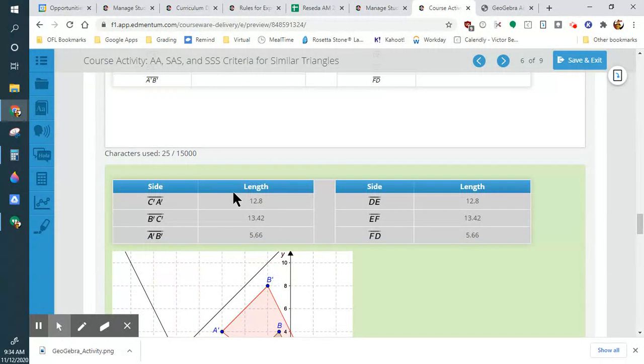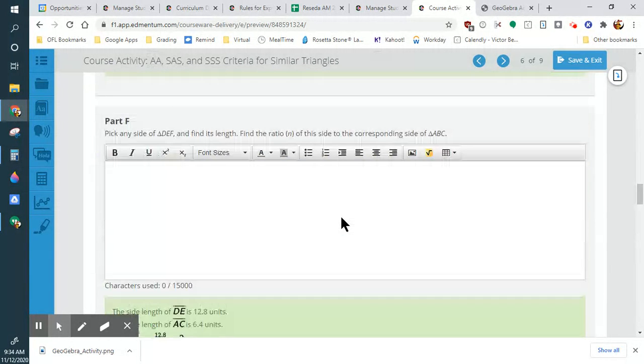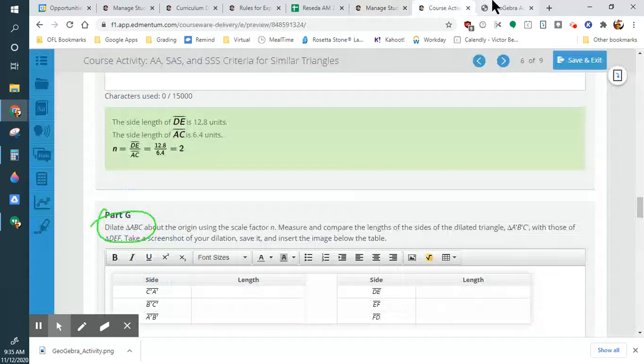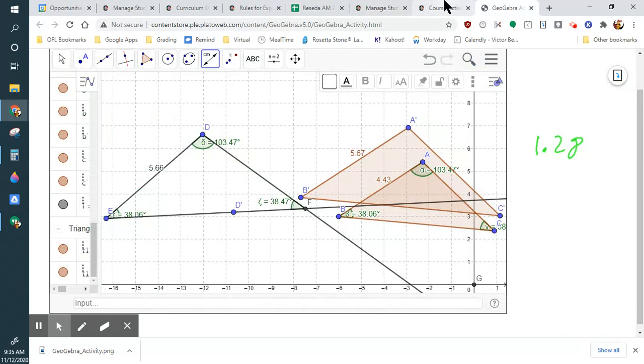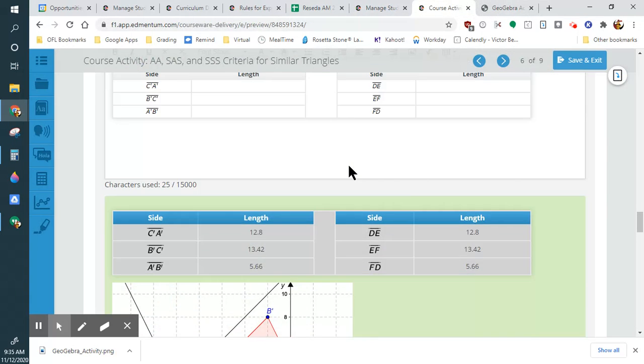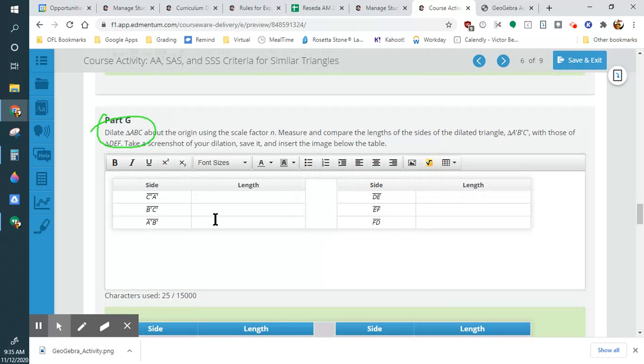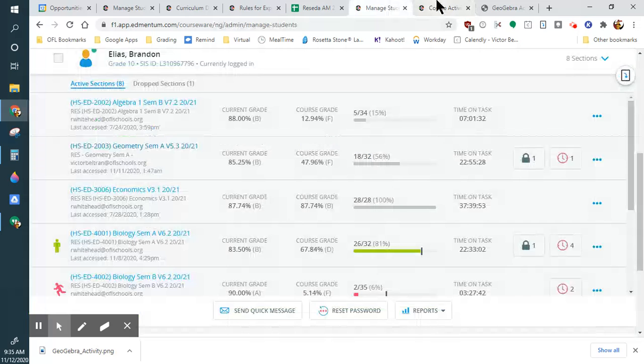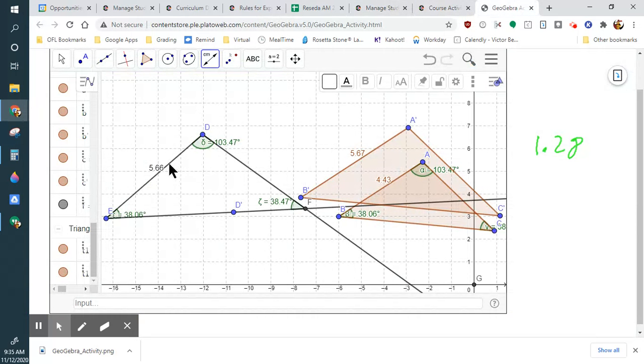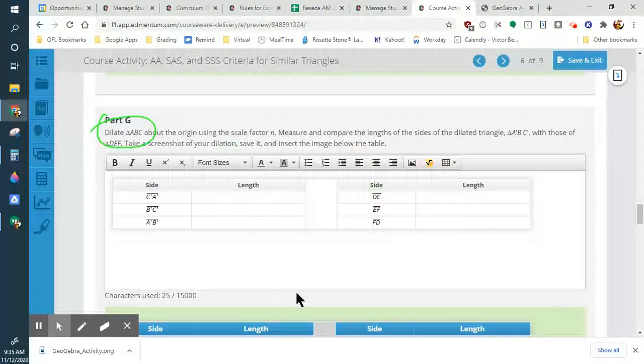And this is talking about the new triangle you just made, not the made up triangle that you did right here. You're comparing the new triangle you just made with the older triangle. I didn't mean to say that. So you're comparing these sides with this triangle.